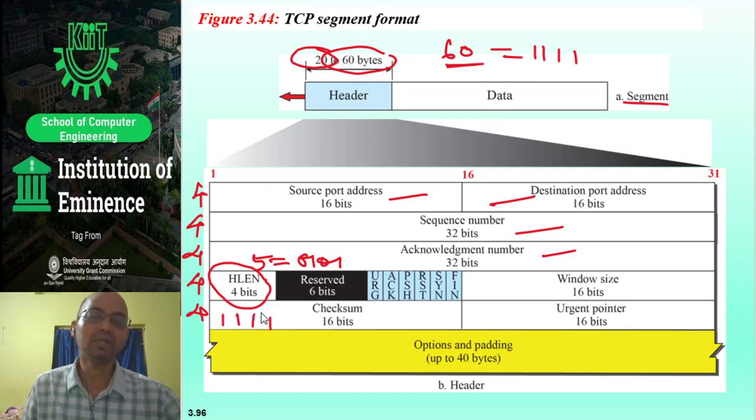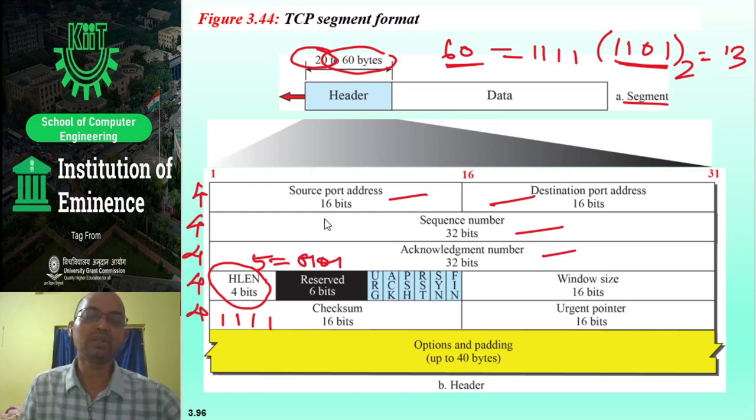Sometimes a question will come: suppose at an instant the value in the header length is 1101. What is the meaning of this? In binary, 1101 is 8 plus 4 is 12, plus 1, 13. So it means 13 four-byte words. 13 into 4 is 52. So the total header length is 52 bytes.